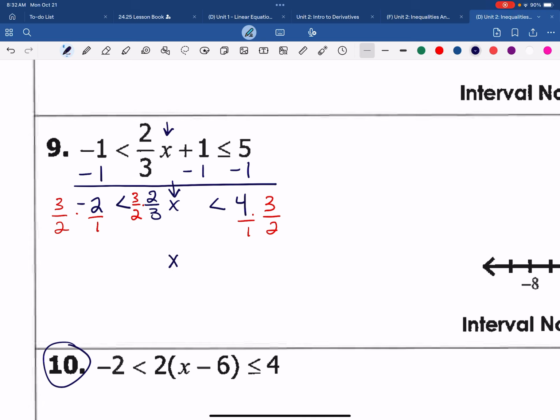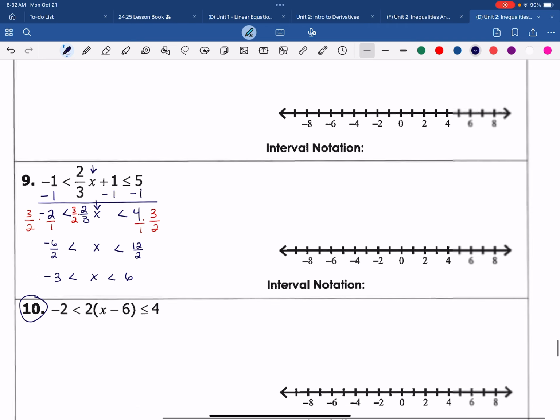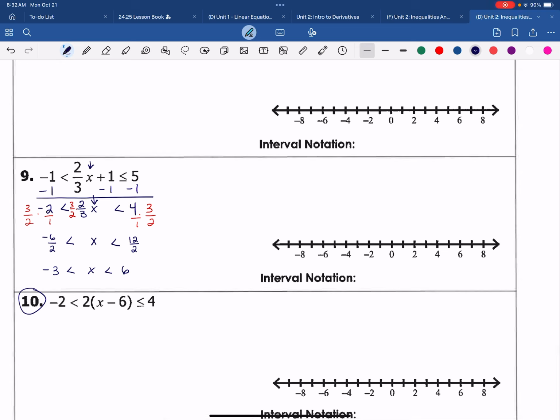So we now have x is less than 12 divided by 2. x is greater than negative 6 divided by 2. So we end up with x less than 6 and x greater than negative 3. So we're looking between negative 3 and 6. Everything in between, but because I don't have the or equal to, we're not actually including negative 3 or 6.